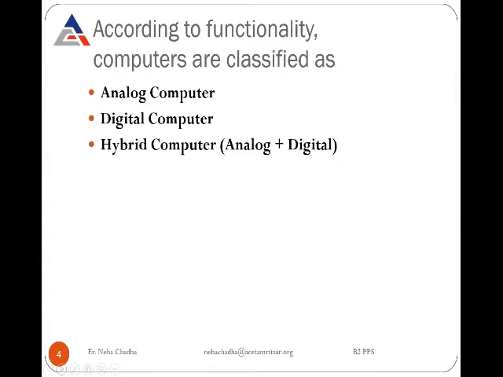Then is the digital computer, which gives you output in the form of digits. If we consider the counter over the traffic lights, it is also one form of computer. There is a processor there, which is an example of a digital computer. Then the hybrid computer, where you get both analog signals as well as digital output.